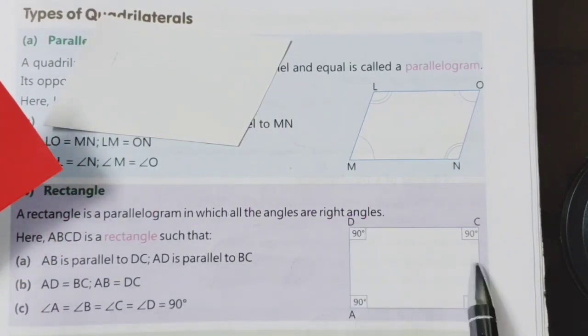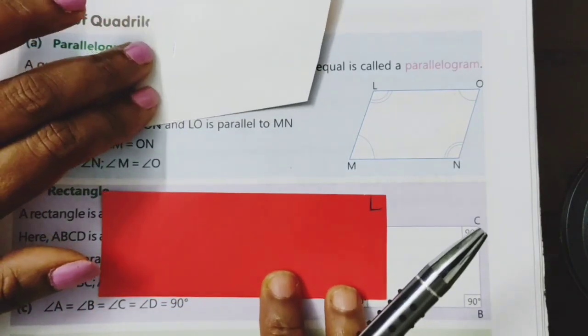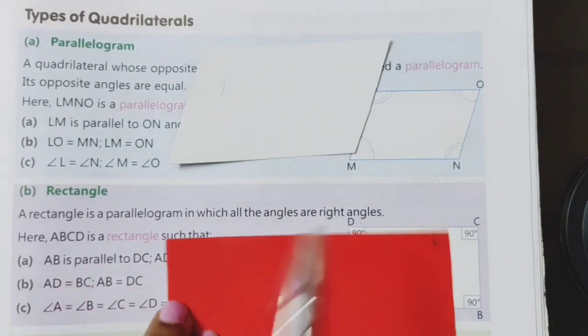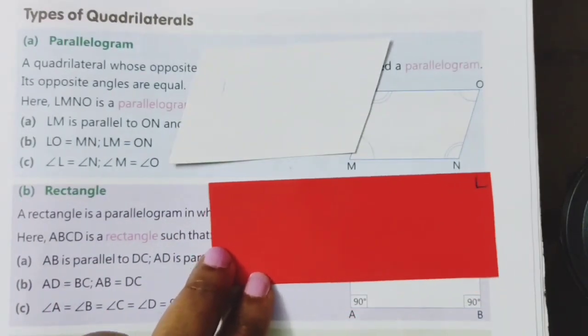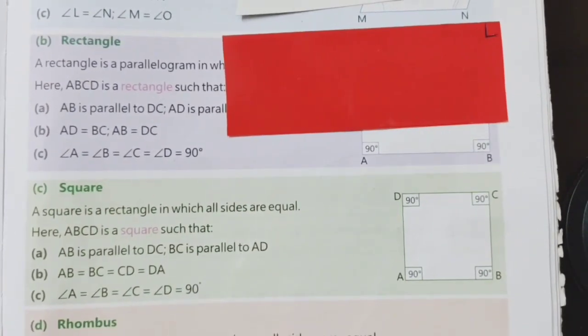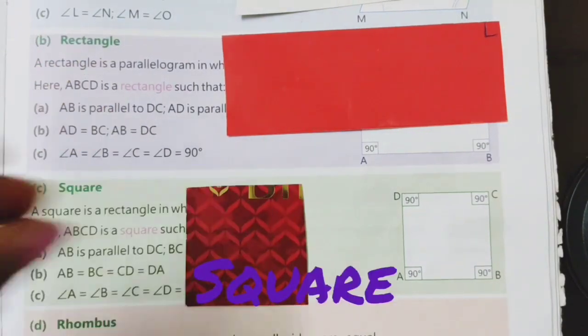And these two sides are equal also, just like a parallelogram. So a rectangle is a parallelogram in which all the angles are right angles. The only difference is that it is a right angle. The third is the square. A square is a rectangle in which all the sides are equal.